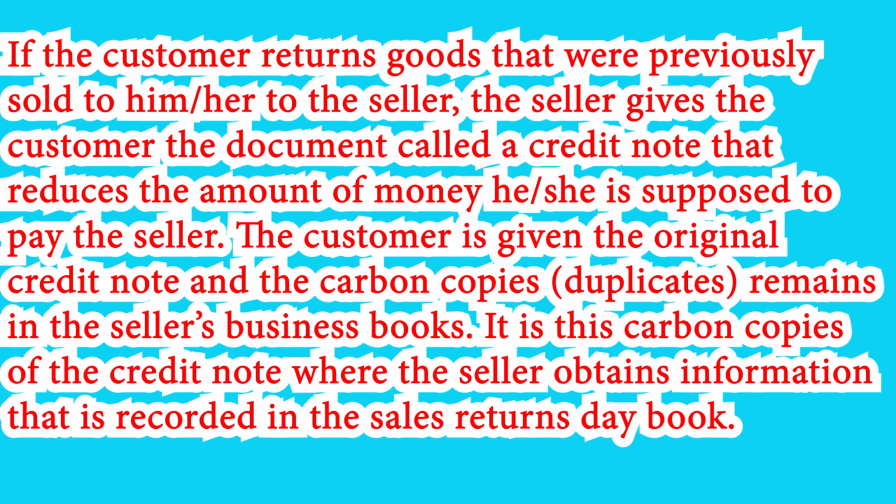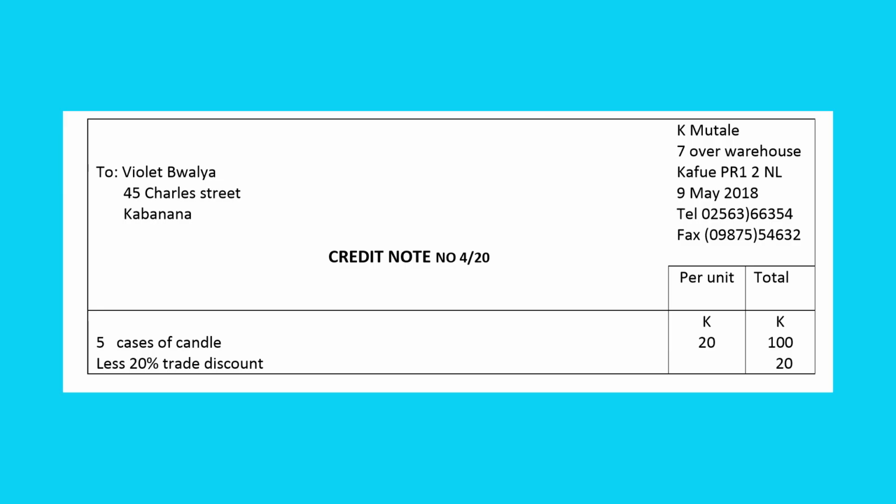If the customer returns goods that were previously sold to him or her, the seller gives the customer a document called the credit note that reduces the amount of money he or she is supposed to pay the seller. The customer is given the original credit note, and the carbon copy or duplicate remains with the seller's business. It is these carbon copies of the credit note where the seller obtains information that is recorded in the sales returns book. As you can see from the diagram there, it's an example of the credit note.